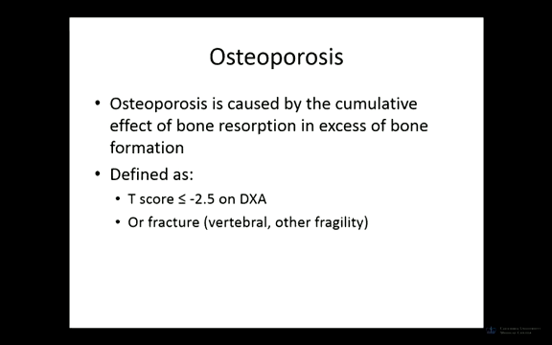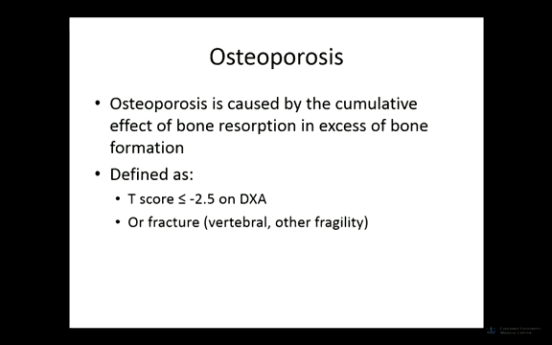And osteoporosis is defined by a T-score. A T-score is the bone density of your patient compared to a woman at peak bone mass, so that's a 30-year-old woman. And if it's less than or equal to minus 2.5 on the bone density, then you have a definition of osteoporosis. And what that means is that that patient is at increased risk of fracture.